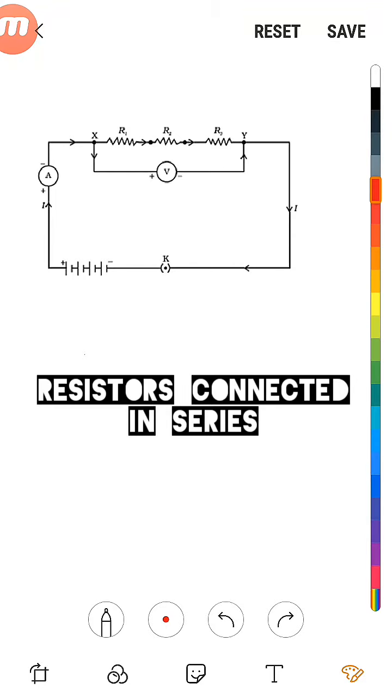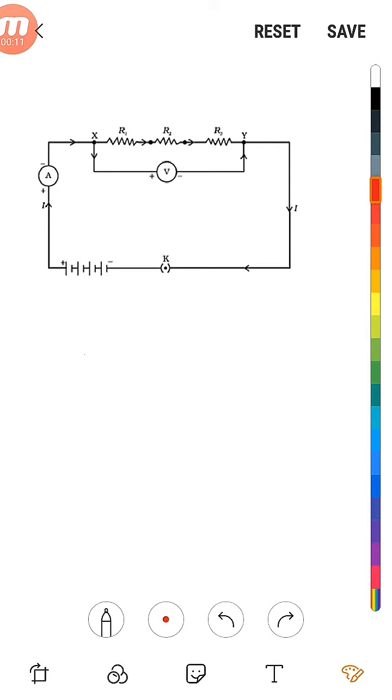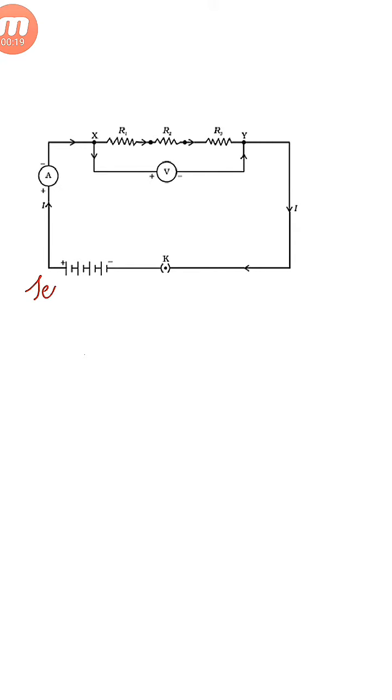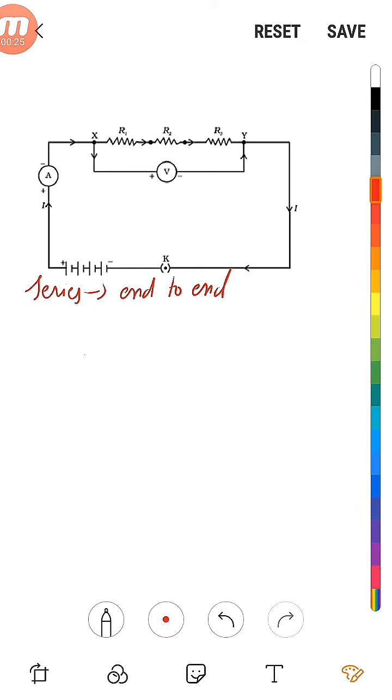Kids, today's video is about the arrangement of resistances in series. So what do you mean by series? Series is when all the three resistances are connected end to end, one after the other.